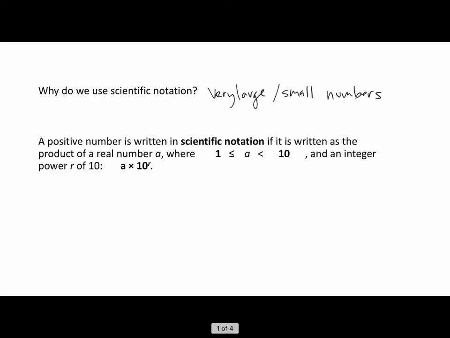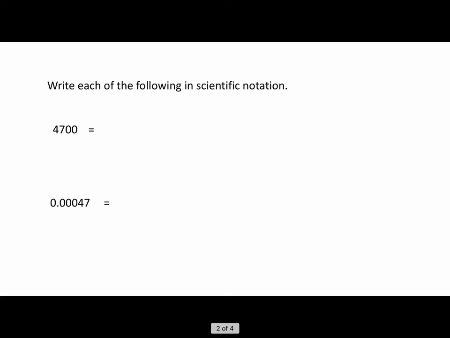A positive number is written in scientific notation if it's written as the product of a real number, a, where a is between 1 and 10, so it could be equal to 1, but there's no equal to for 10, so it's got to be less than 10, which means somewhere between 1 and 9. And an integer power r, the exponent of 10. So scientific notation will look like a times 10 to the r, where a is a number between 1 and 10, and r is the exponent, which tells you the number of place values. So let's write these numbers in scientific notation.